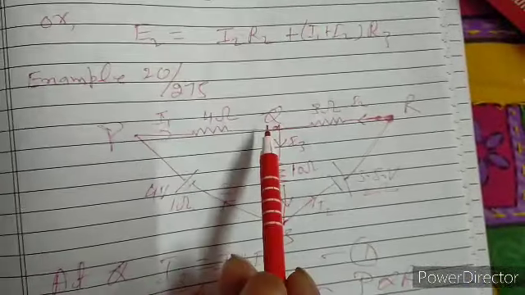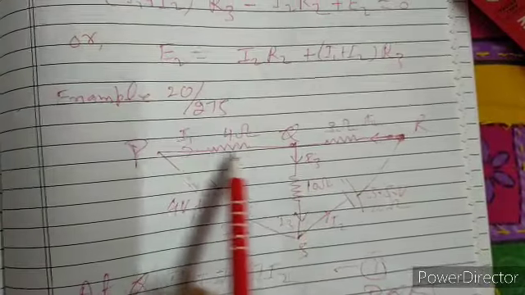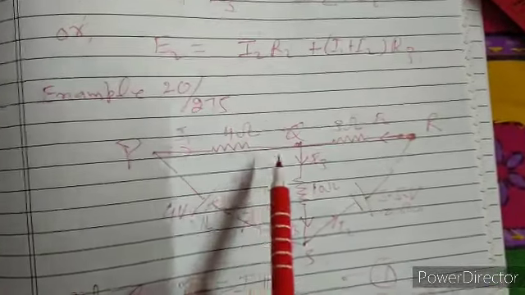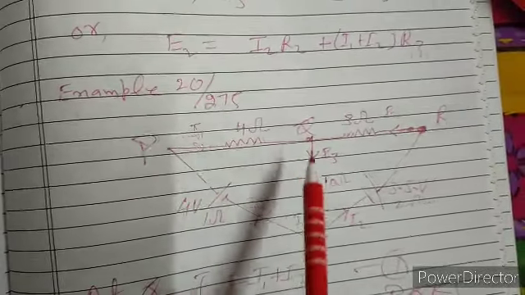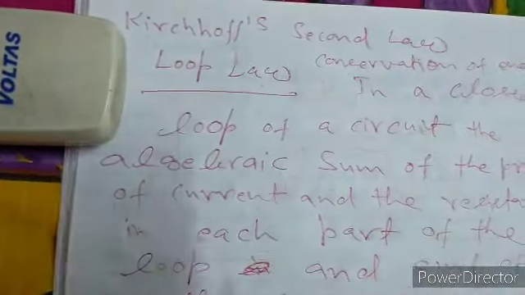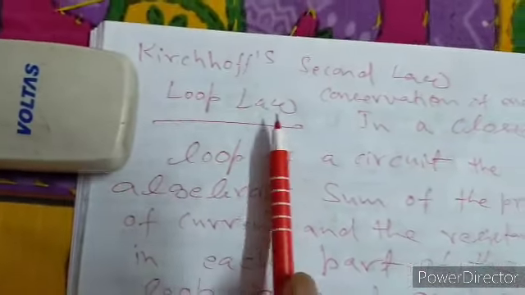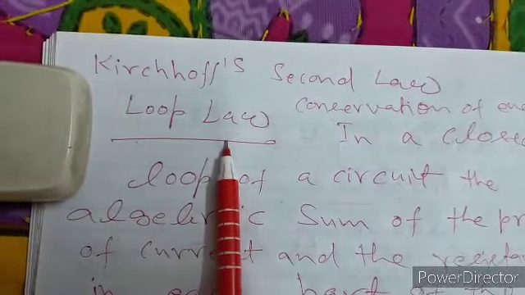In a closed circuit like this, P, Q and this is S, P, Q, S and P. This is forming a closed path, a closed loop. This is called mesh. Then mesh or loop, so this is called loop law. First law is junction law, second law is loop law.